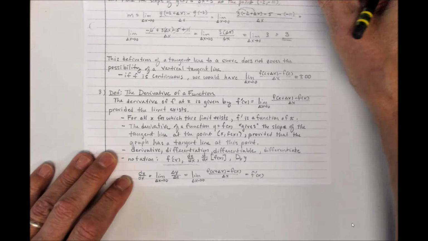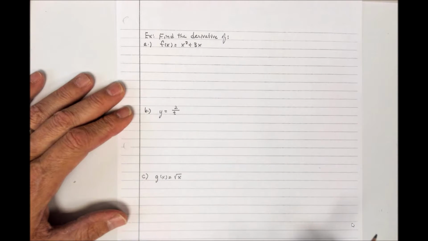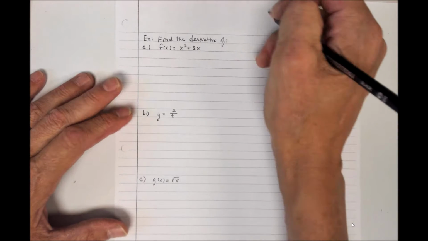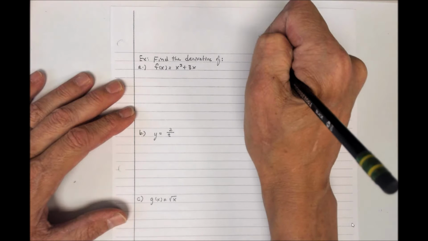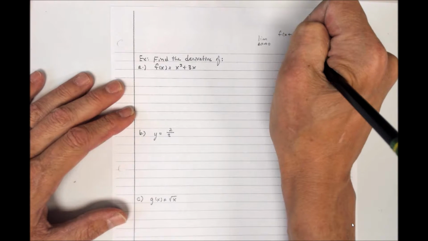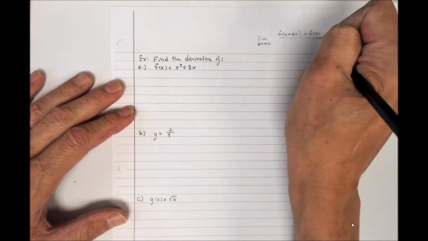Let's find some derivatives. Okay, mark the date down. Your first derivative. Okay, very important time in your life. Let's find the derivative of f of x equals x squared plus 3x. Well, we have to use the definition. The definition is the limit as delta x goes to 0 of the difference quotient, f of x plus delta x minus f of x, all over delta x.